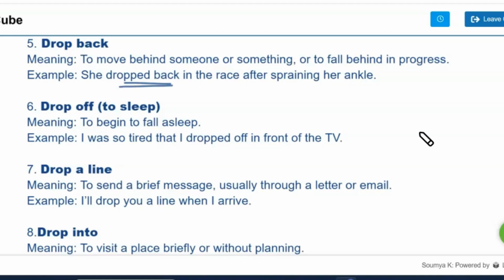Next one is drop off, usually to sleep, to begin to fall asleep. Example is I was so tired that I dropped off in front of the TV. Next one is drop a line. It is to send a brief message, usually through a letter or an email. I will drop you a line when I arrive.